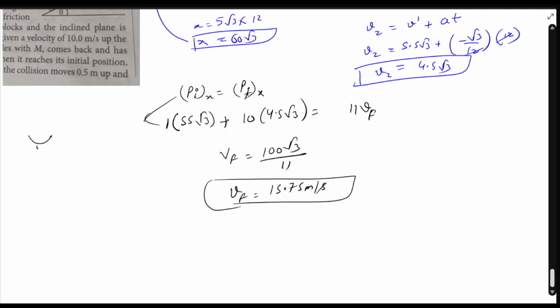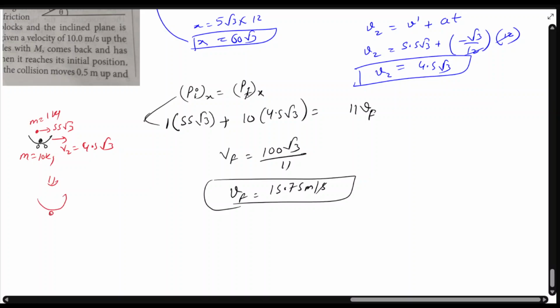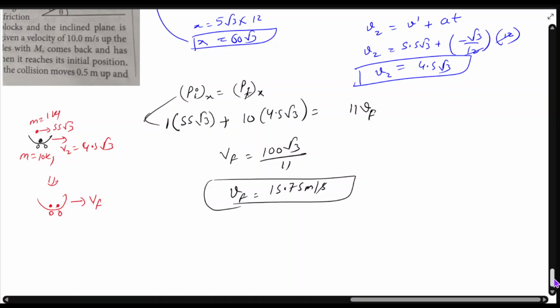So this is our carriage. A ball was already here and another ball was coming with the horizontal speed 55 root 3 and this is moving with the speed v2 which is 4.5 root 3. Okay. The mass of this is 1 kg and the mass of this is 10 kg. And finally what happens, this is our carriage. It's moving with the speed v final and both the balls are here. So I've used the momentum. Okay. So the situation is quite interesting.